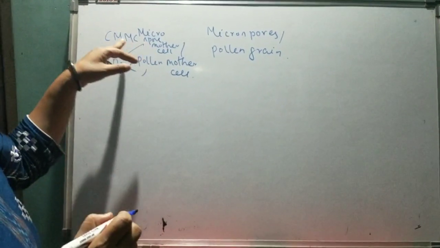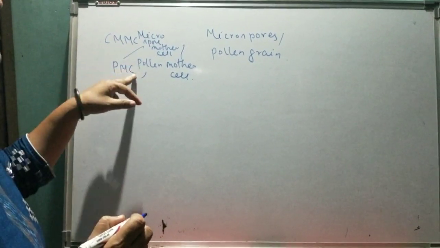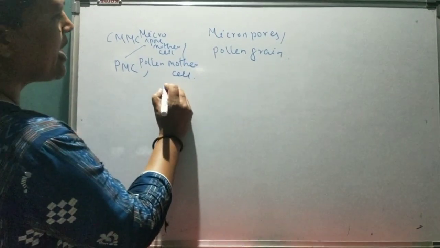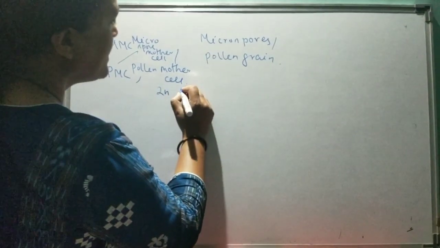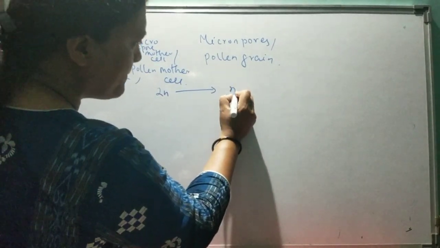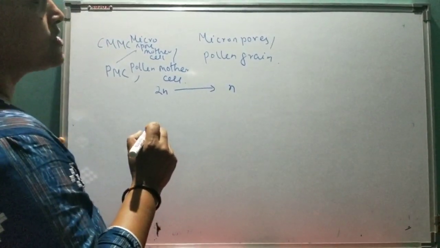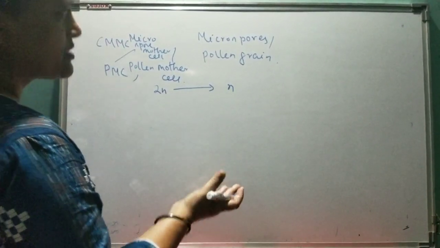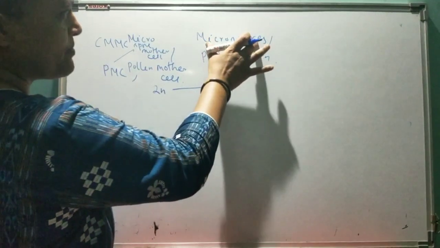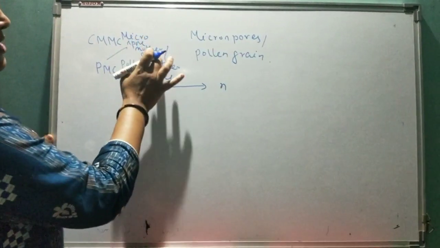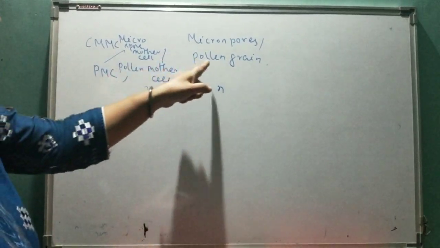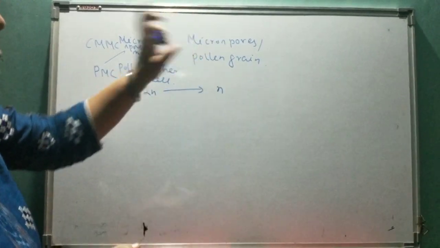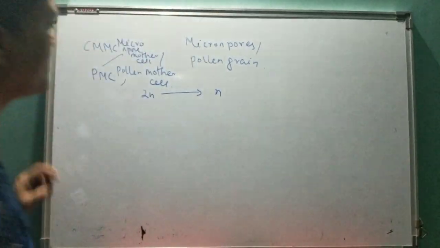Both the microspore mother cell and the pollen mother cell have the diploid chromosome number 12, and they will produce haploid pollen grains or microspores. So this process, the formation of microspores from the microspore mother cell, is called microsporogenesis. So haploid pollen grains or microspores will be formed.